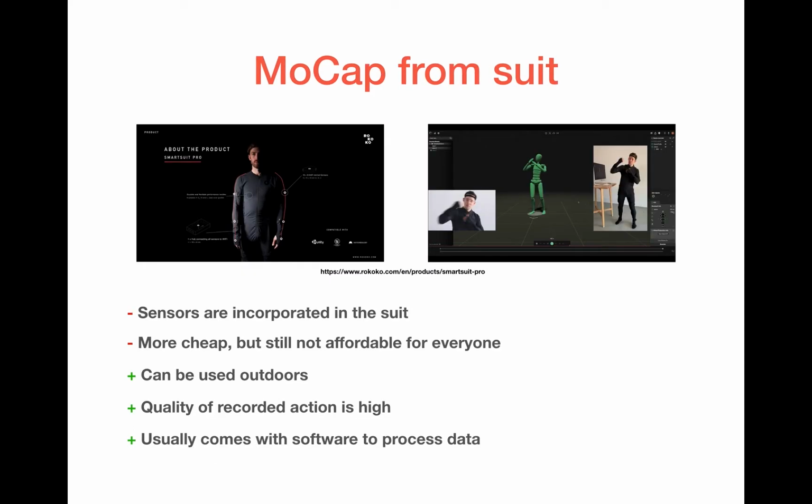More recently, we have other mocap systems. They are based on a suit. The suit already has incorporated markers that transmit some signals, so we don't need the cameras to detect the reflections. This makes the system cheaper. Also, it can be used outdoors, and the quality of the motion recordings is still very high.